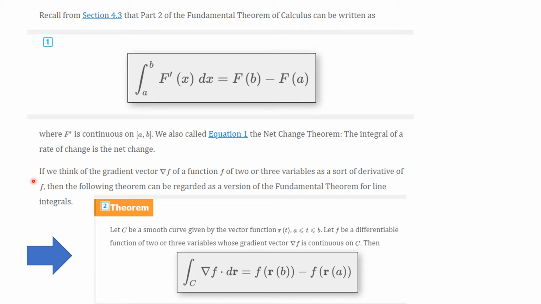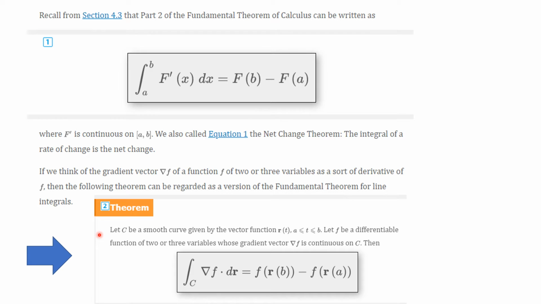If we think of the gradient vector, del f, of a function f, and this is lowercase f, of two or three variables as a sort of derivative of lowercase f, then the following theorem could be regarded as a version of the fundamental theorem for line integrals, and that's what we call it. Let's have a statement of it here, and note the parallelism.